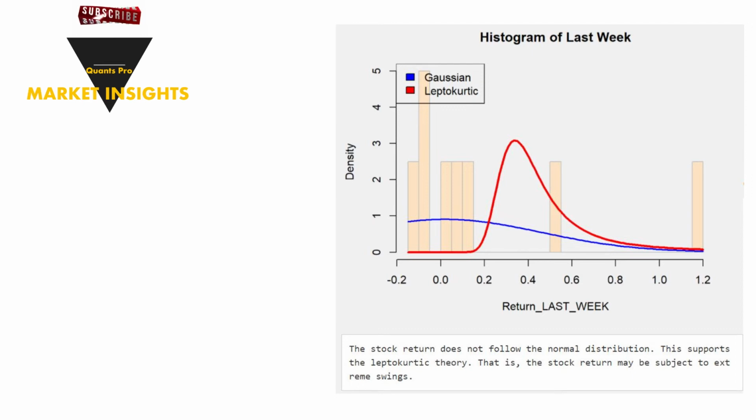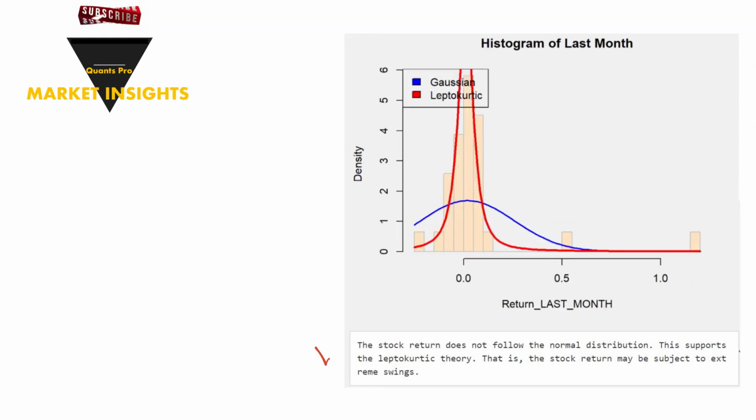If we examine the probability distribution of the return, the stock has performed as shown in the chart over the past week. It can be said that the returns behave more closely to the leptokurtic curve. Likewise, the last month's return distribution also reflects a dominant leptokurtic characteristic.